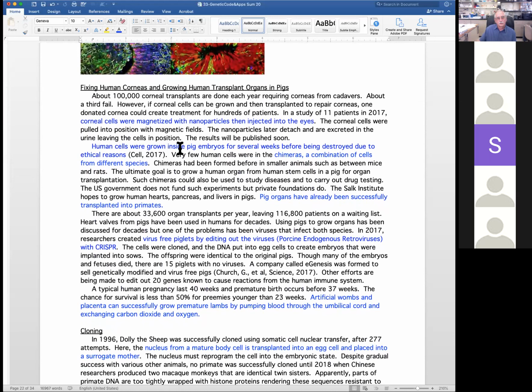So you've probably heard about this, growing tissues in different organisms. So when you have a mixture of cells from different organisms in the same tissue, that's called a chimera.